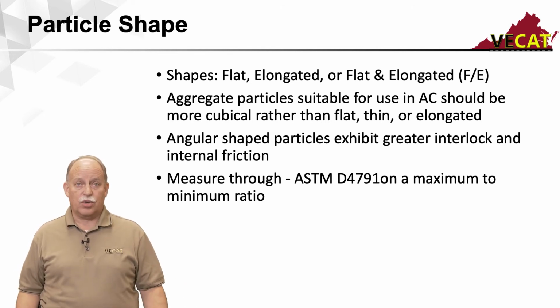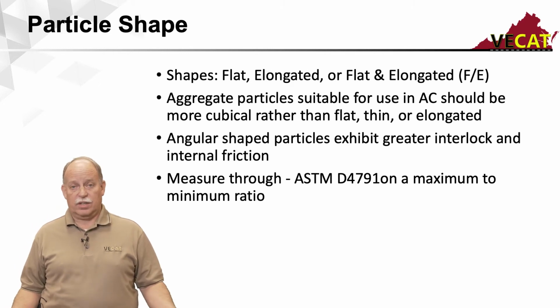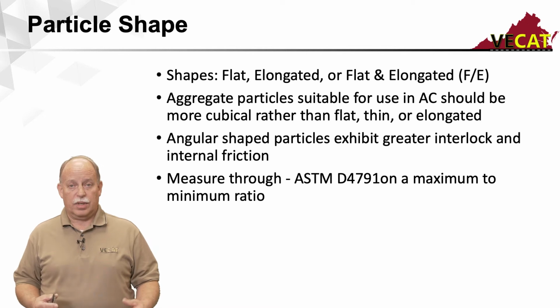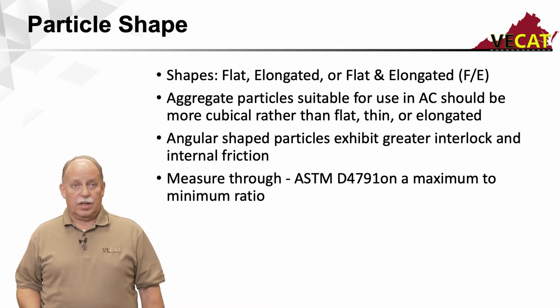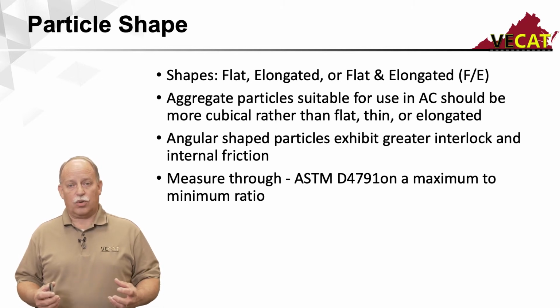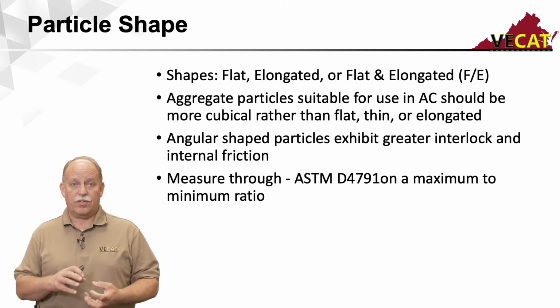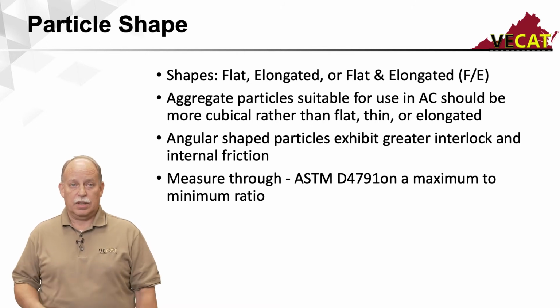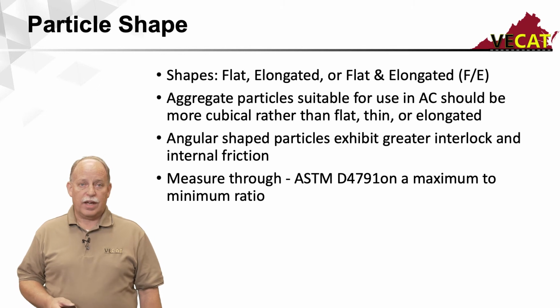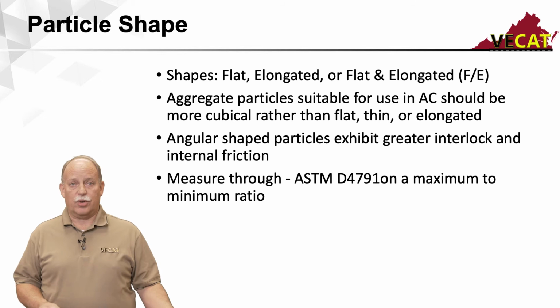We want our aggregates to be suitable for use in asphalt, and they should be more cubical rather than flat, like I said. So we want them to be a cubical shape and not flat and elongated. Angular shape particles exhibit greater interlock and internal friction. So again, if you have particles that are rounded, then they tend to be like ball bearings and move around. But if they have a particle shape where they can interlock, they create their own internal friction. And that's measured through ASTM 4791 on a maximum to minimum ratio.